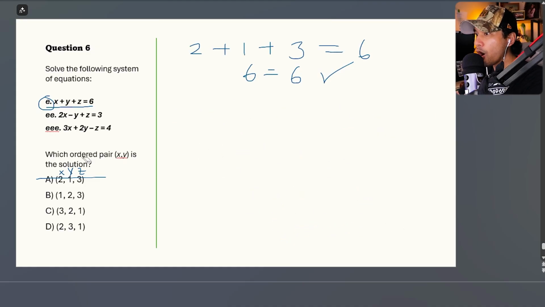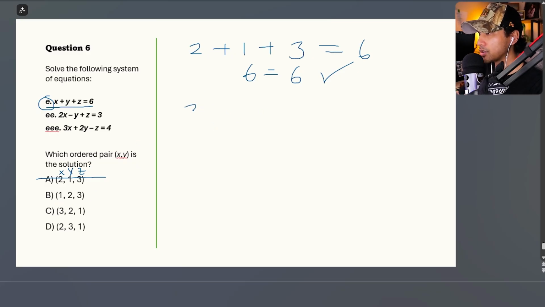It doesn't clear the second equation. All of them, you could see, pass the first equation. All right? Because 1 plus 2 plus 3 equals 6. So you don't have to plug each of these ordered pairs into the first equation. Okay? So let's see what's up with B.